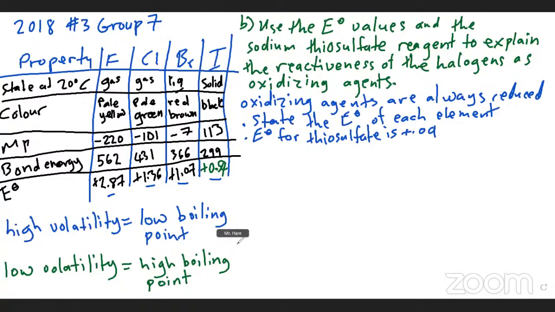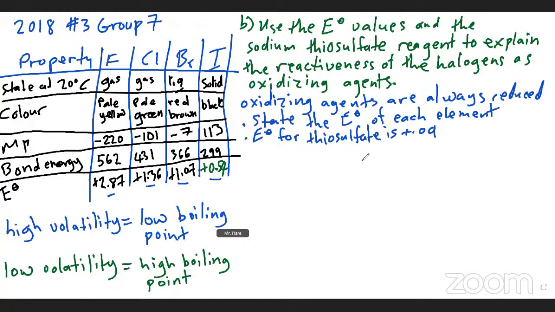Could you please repeat? All right. So we are using the E naught values here and the sodium thiosulfate to explain the reactiveness. I'm saying even though we don't know the redox equilibria yet, the more positive these numbers are, the better they are at accepting electrons.